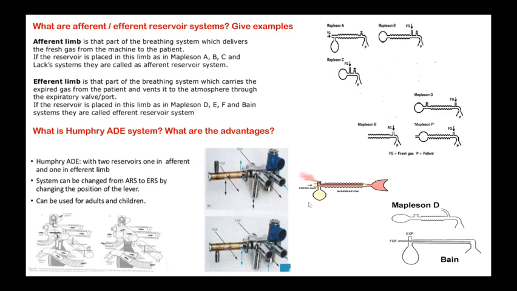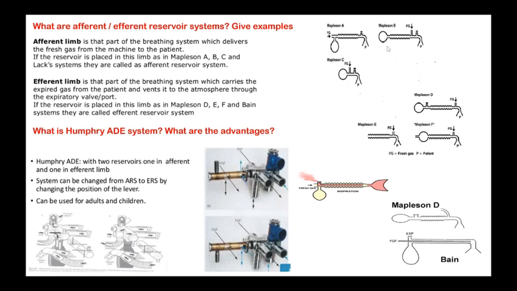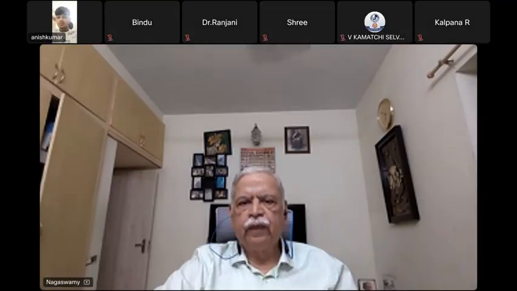This is not much of a practical exam. Sometimes they may show this picture and ask you to identify. Other than that, this is not in routine use at all. So just remember this name, the Humphrey ADE system, which uses both the afferent and the efferent. That is why the name ADE system is given further. So that will end the discussion on the breathing system.